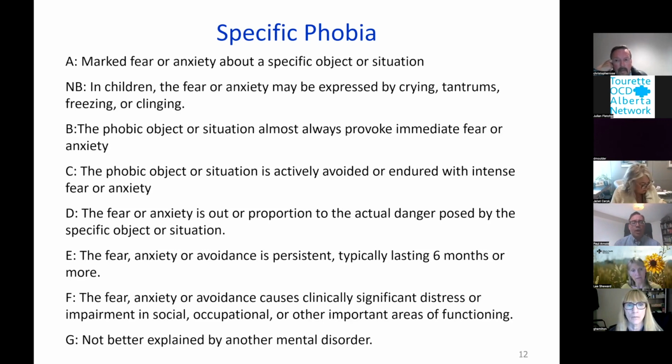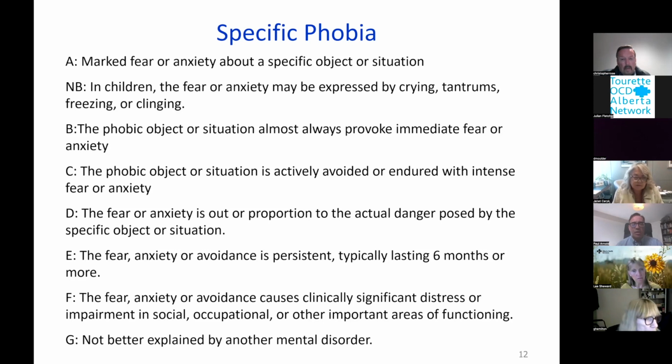It's actively avoided, and that could be one of the biggest presenting concerns. A kid who won't go outdoors because they're worried there'll be spiders, continuing with that example, or they endure it but with intense fear and anxiety, and it's out of proportion to the actual danger posed by the specific object or situation. Actually, the spider is a good example because spiders are rarely dangerous, at least certainly not in Canada anyway. And it's quite persistent. Here's the duration criteria varying with the different disorders, but this one really has to be present for 6 months or more for it to be considered clinically significant.